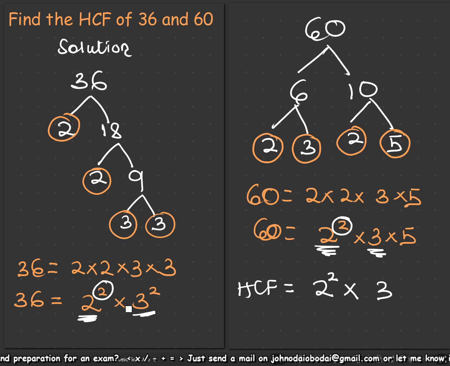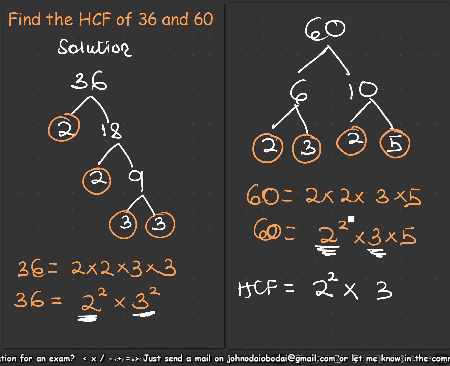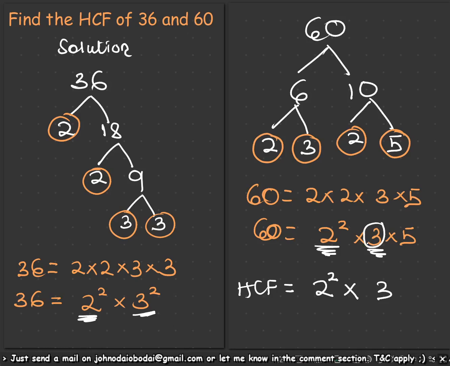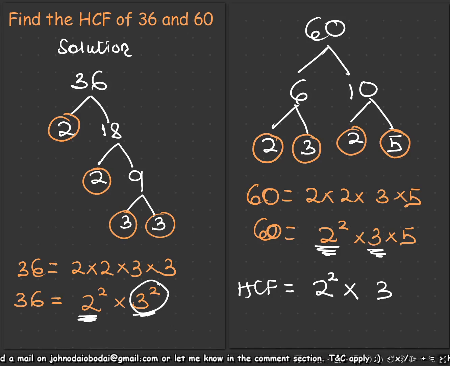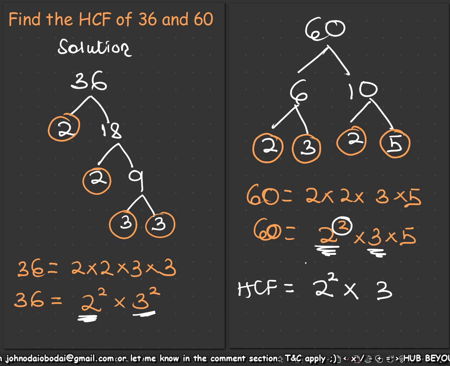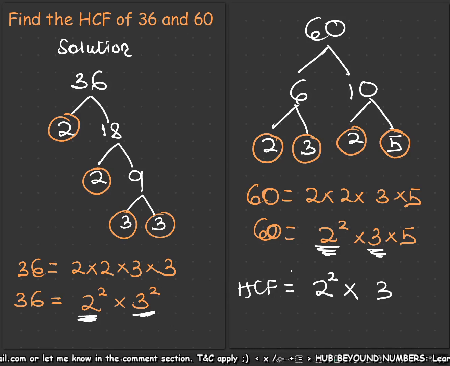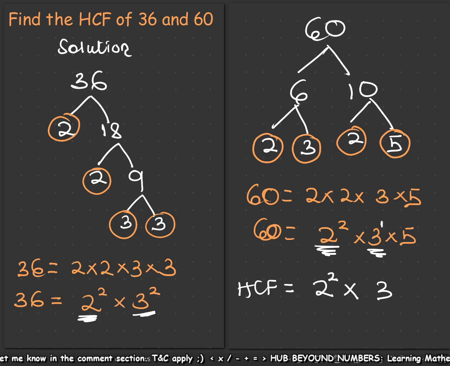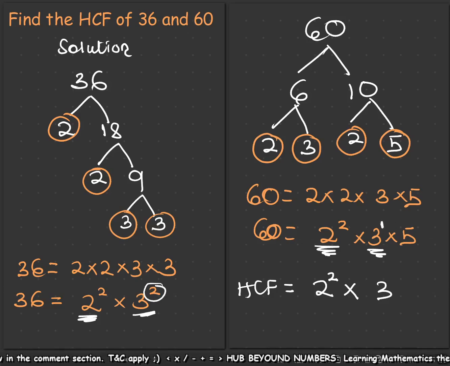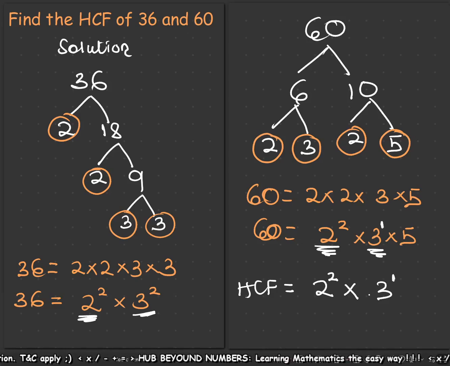You get it? But if their powers are different, for instance, the next number, which is the 3, if you look at the power on this 3 here, it is 1. The power on this 2 here is 2. So what you are going to do is, you are going to take the lowest, and the lowest, I mean, you take the 1, but not the 2. You get it? So 3 to the power 1. Let me take that again.